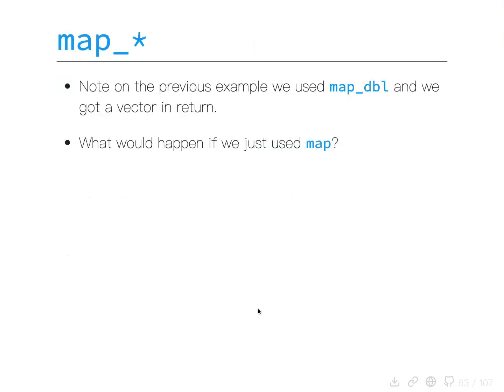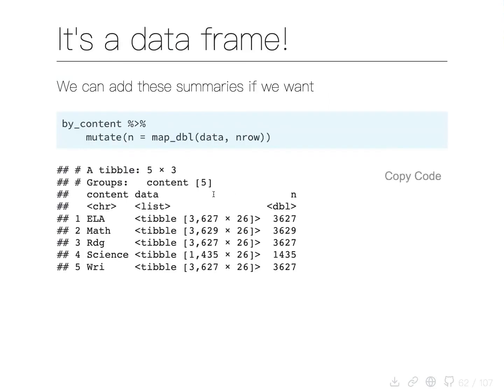So that's basically what I just said there. What do you think would happen if instead of using map double, I just used map? What do you think would happen? It would work, but yep, it would be a list column. That's exactly right. We would get a list column back because map always returns a list.